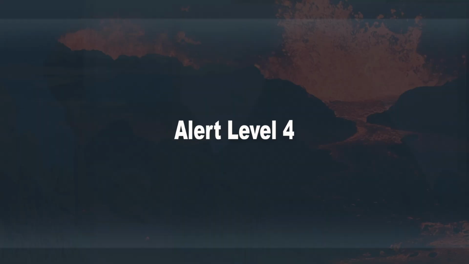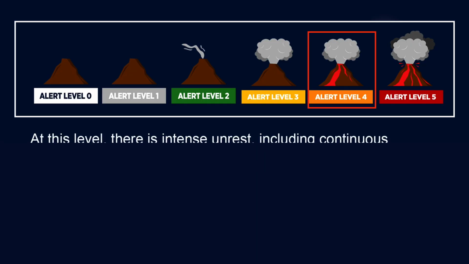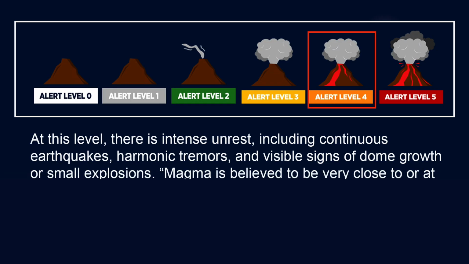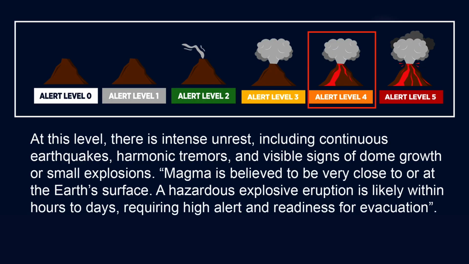The next level is alert level 4. At this level, there is intense unrest including continuous earthquakes, harmonic tremors and visible signs of dome growth or small explosions. Magma is believed to be very close to or at the earth's surface. A hazardous explosive eruption is likely within hours to days, requiring high alert and readiness for evacuation.